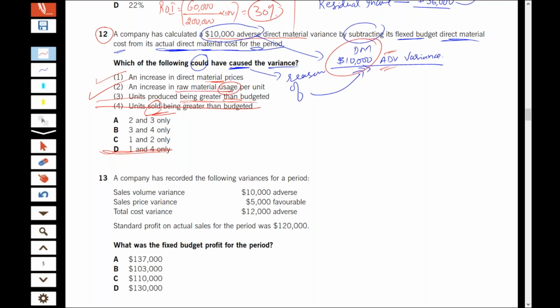And obviously, there are two variances. Number one is price variance, and number two is the usage variance. So both are the reasons, one and two, and option C. That's very good. I'm impressed with your answers. Number 13.